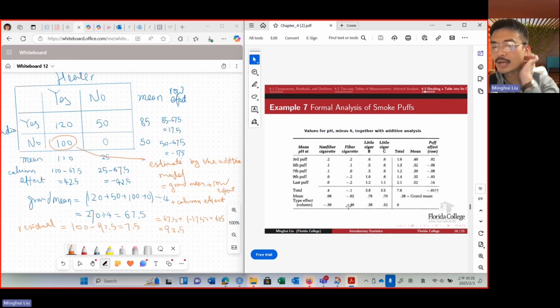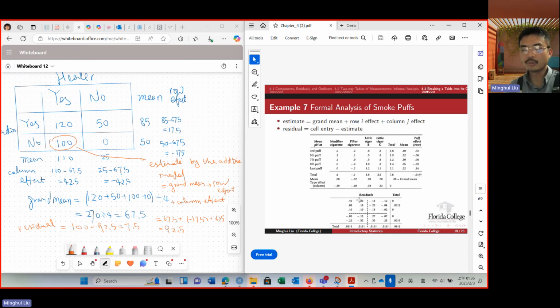And then we can also calculate the column mean of each column. In this case, the column mean is 0.08. The next one is negative 0.02. And this one is 0.76, etc. You can also calculate all the row means. And from the column mean, you can calculate the column effect by column mean minus the grand mean. So for example, right here, you get 0.08 minus 0.38, that's negative 0.3. And negative 0.02 minus 0.38 is negative 0.4, etc.